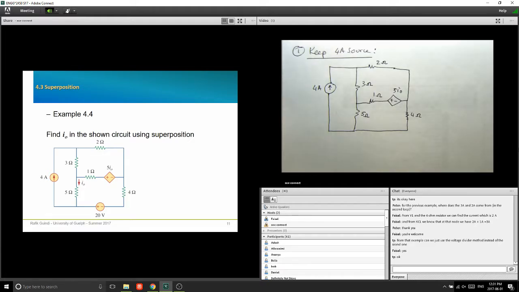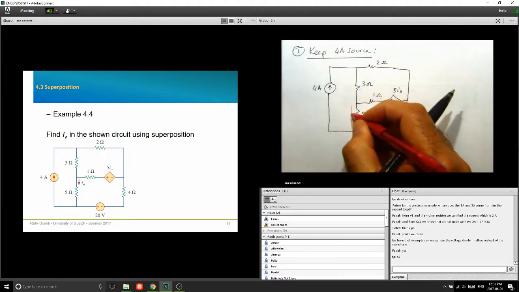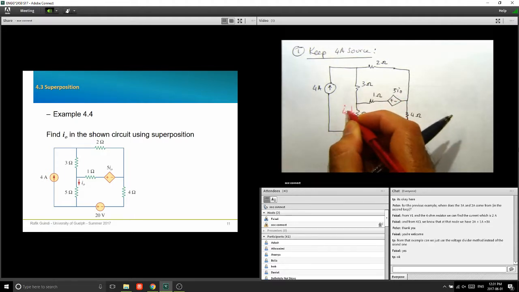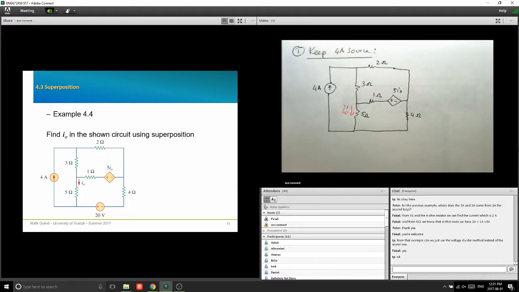Okay, so this would be the first circuit, and you need to solve that to find this current. I'm going to call that, say, I naught prime. Okay. Now, what method would you use to solve this circuit? Do you want to use a mesh analysis?